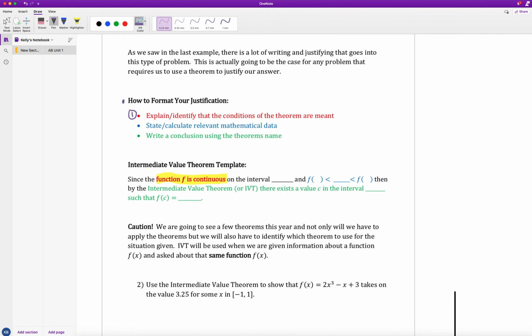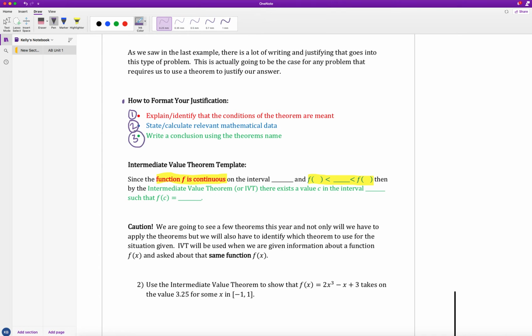The second thing is that we need to state and calculate any relevant mathematical data. For the intermediate value theorem, the data that we're looking at is the y values f of a and f of b. We want to be able to prove that those two values are around the given value that we're looking for. So for that second piece of information, we have to state the inequality that is being computed from those y values. Then the third part is just concluding our statement using the theorem's name.